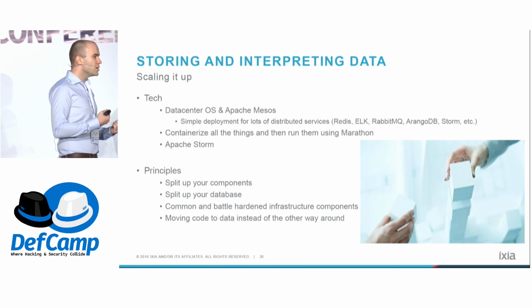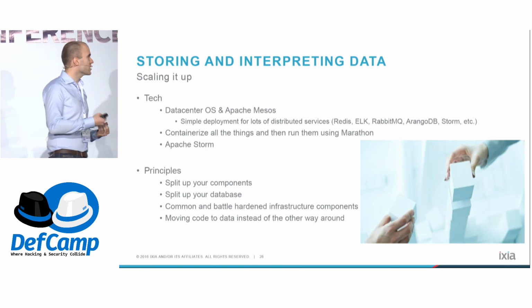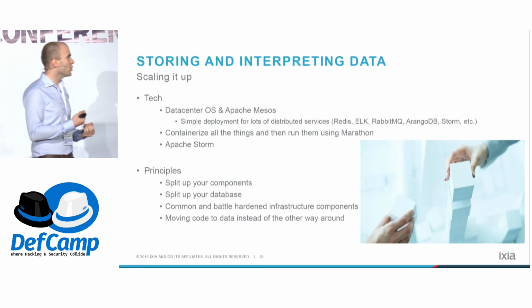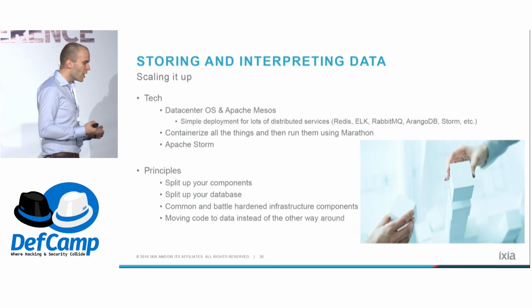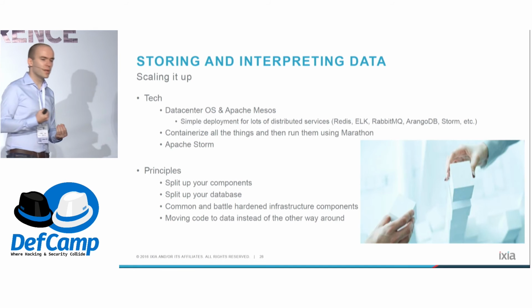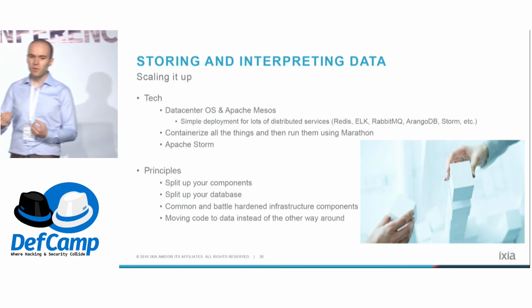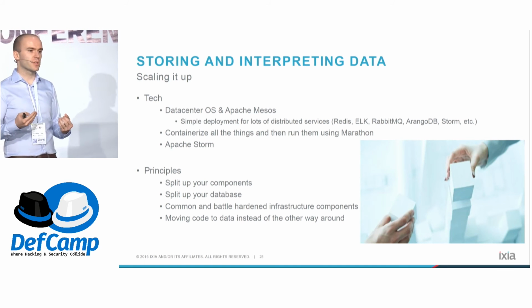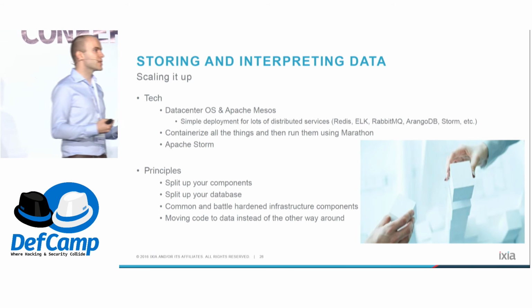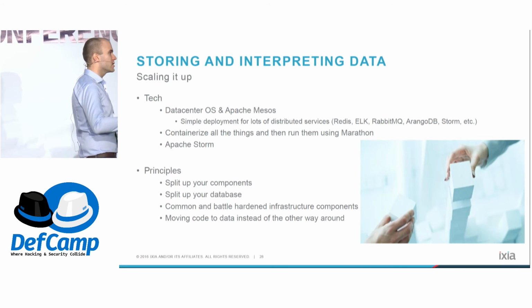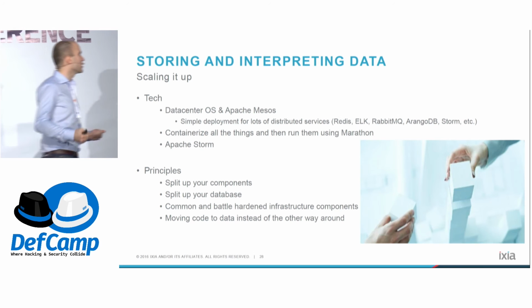And each major service, like Redis, Elasticsearch, RabbitMQ, ArangoDB, Storm, has its own, let's say, monitor for that specific service. So if an instance of that service goes down, the monitor will automatically start a new instance on a different Apache Mesos node.